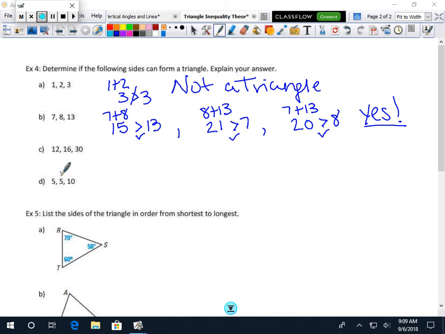Looking now at example C. I'm going to add the first two, and I want to see if they're greater than the third. So 12 plus 16 gives me 28. 28 is not greater than 30. Since it's not greater, this one is not a triangle.